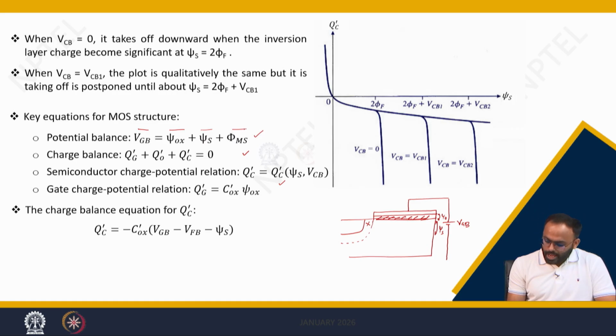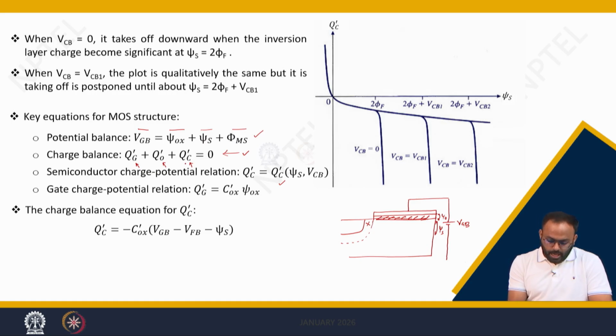Similarly, your charge balance equation holds good even for the 3-terminal structure, which says that Qg dash plus Q naught dash plus Qc dash is equal to 0, where Qg dash is gate charge, Q naught dash is oxide fixed charge, and Qc dash is channel charge.